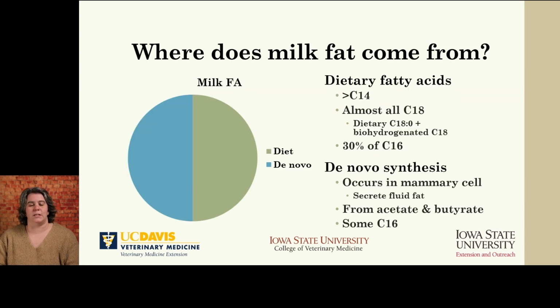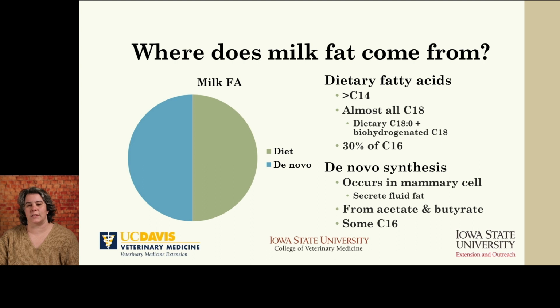Now, where does milk fat come from? I told you it's released from the mammary epithelial cell as a globule, but where does it actually start before it's released into that alveolus? Milk fatty acids are produced from dietary fatty acids as well as de novo fatty acids. De novo fatty acids means of new, or from new.